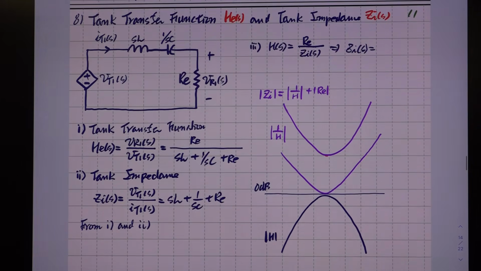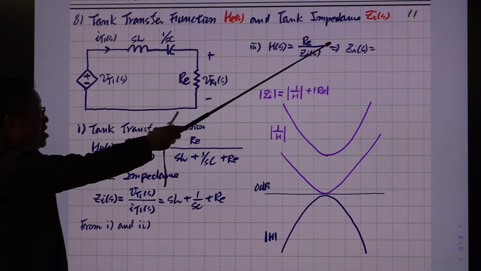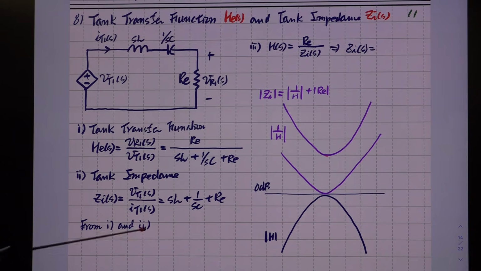This one is also interesting. Okay. So now we are comparing two tank transfer functions. One is the input to output transfer function. The other one is the input impedance seen at the input port. So we know the expression of this. This one is this.